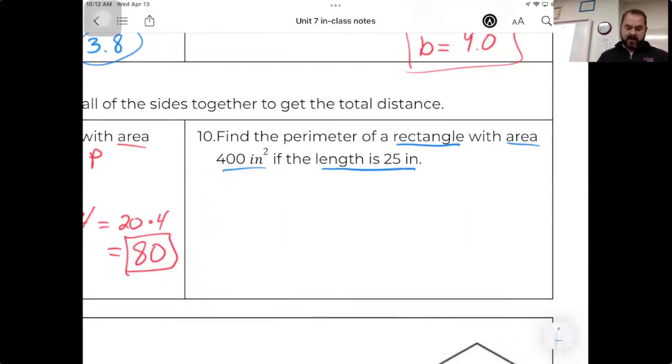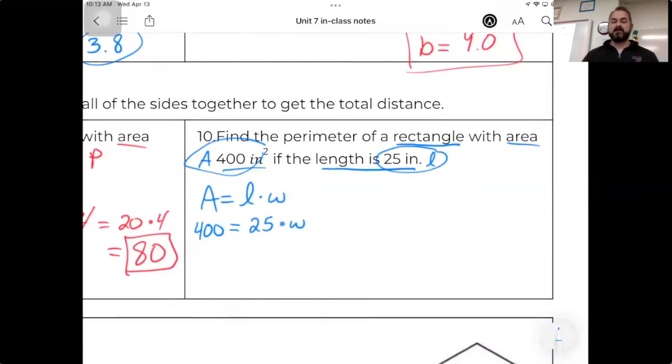So I'm going to start with my area of a rectangle formula, which is length times width. I know length here. I know length is 25. I also know my area A. So I replace the capital A with 400. I replace the L with 25 for length, and I can figure out what the width is now. That width is going to help me find my perimeter because I need to know length and width to find the perimeter.